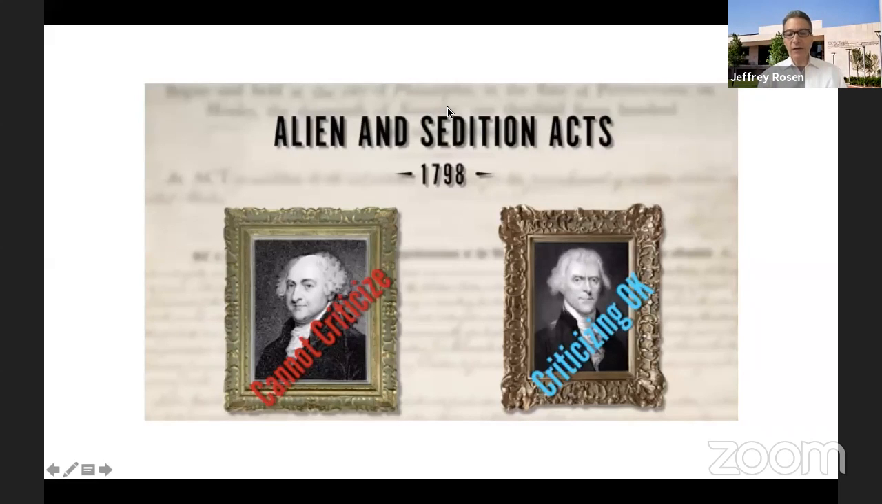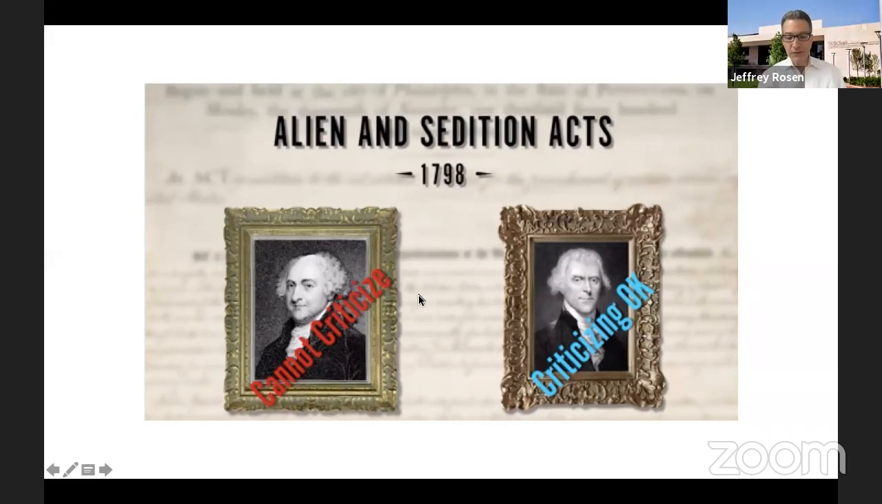John Adams was the head of the Federalist Party. The Federalists are in power, he's the president, and Congress, which is controlled by Federalists, passes a law, the Alien and Sedition Acts, which prohibits criticizing the president, who's a Federalist, but not the vice president, who's a Democratic Republican. Basically, the whole law is designed to protect John Adams from being criticized.